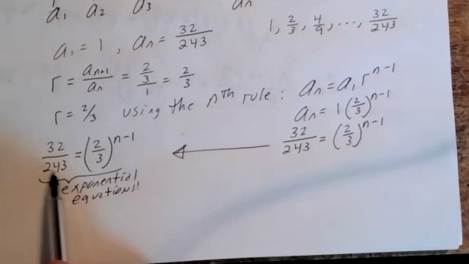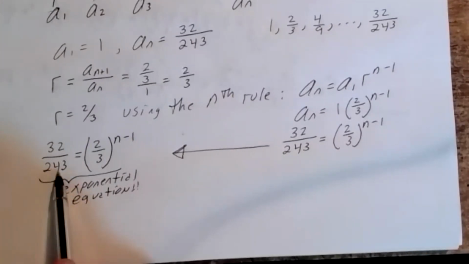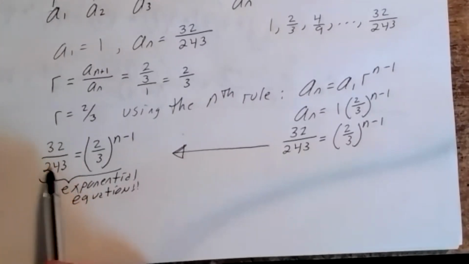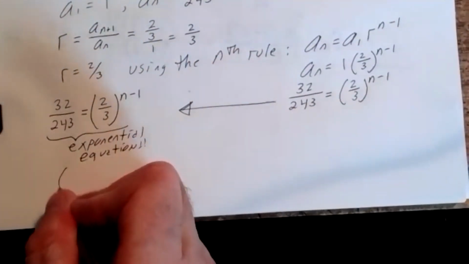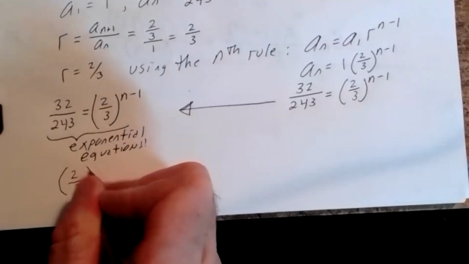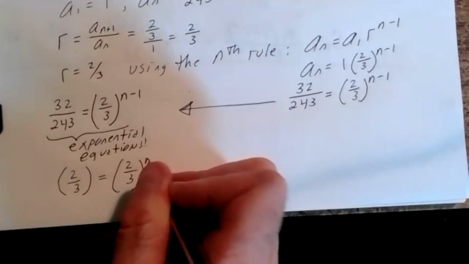Wouldn't it be great if I could somehow reduce this left side down to 2/3 raised to some power? But what power would that be? In other words, ladies and gentlemen, I'm trying to reduce 32 over 243 down to 2/3 raised to some power.